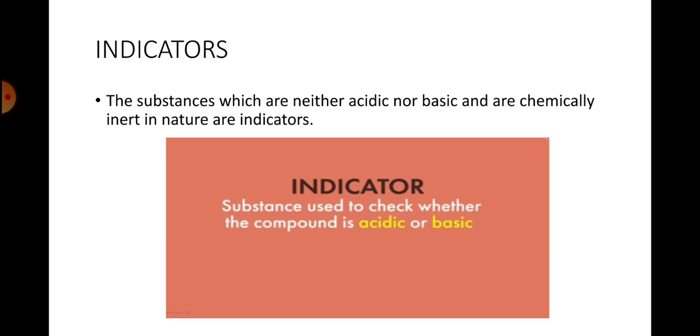Touching or tasting of acid or base can be very harmful. So, a typical indicator can be used to recognize these substances. The substances which change their color in presence of acid or base are called indicators. So, these substances are used to check whether the compound is acidic or basic.